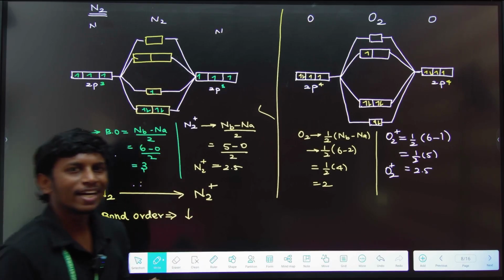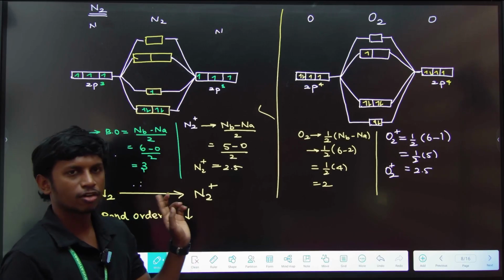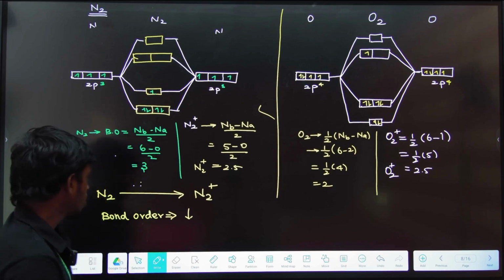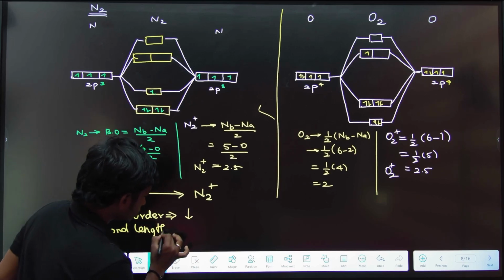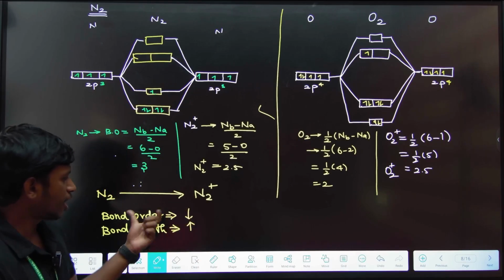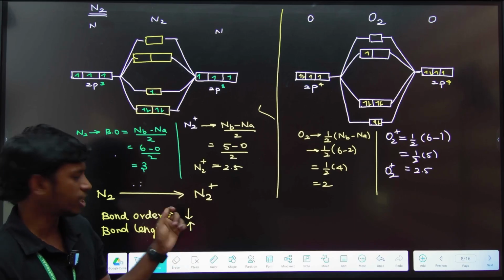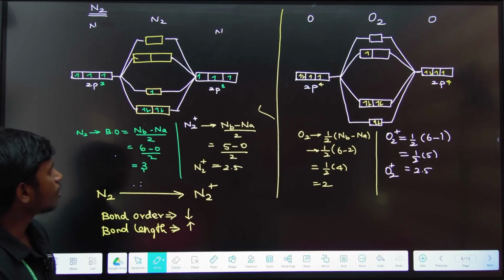ஓகேவா? bond length is always inversely proportional to bond order. ஓகே, bond order increase ஆகுதுன்னா bond length decrease ஆகும். So what will be the bond length? Bond length will increase. ஏன் சார்? ஏன்னா bond order decrease ஆகுது, the bond length is inversely proportional to bond order, that's why it increases. ஓகேவா?